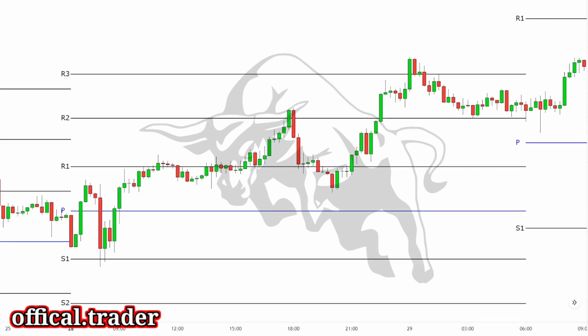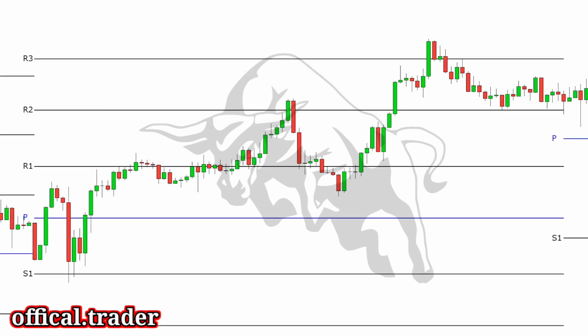For example, here we have a market that is currently in an uptrend. If you took a buy trade at S1, then you could have used the R1, R2 and R3 levels to set your profit targets at, by taking a portion of your trade off when price reaches each of these targets.